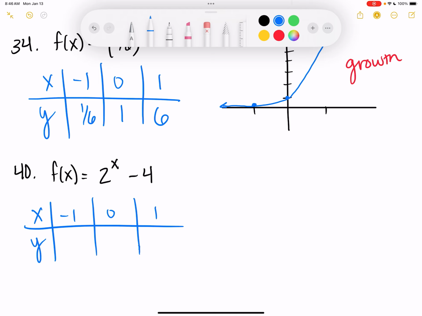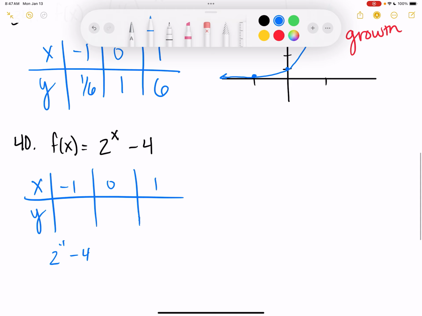When I plug in negative 1, that's going to give me a 1/2. So I would have 2 to the negative 1 minus 4, which is 1/2 minus 4, which is 3.5, or you can just say 3.5. If you want to do it in fractions or decimals, I don't care. Wouldn't it be negative? Yes, thank you. I'll give you your cookie point in a second. When I plug in 0, I have 2 to the 0 minus 4, which is just 1 minus 4, or if I can get it right this time, negative 3.